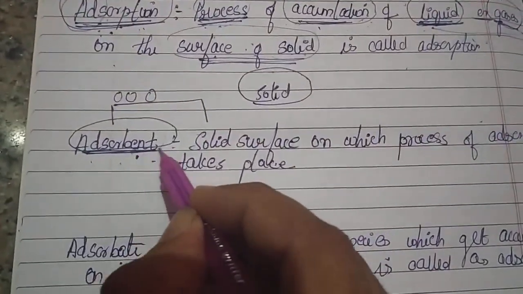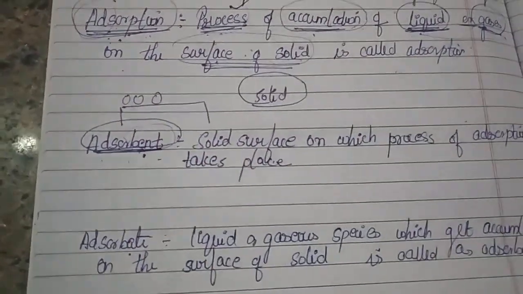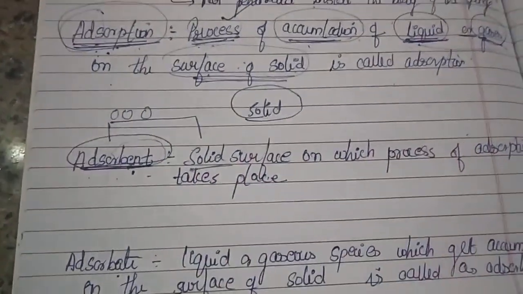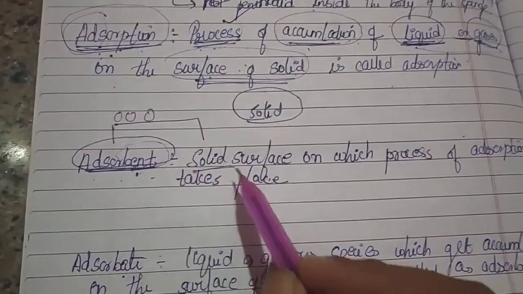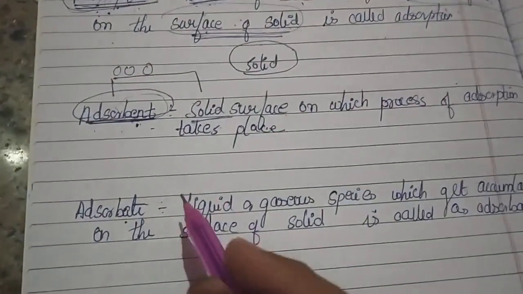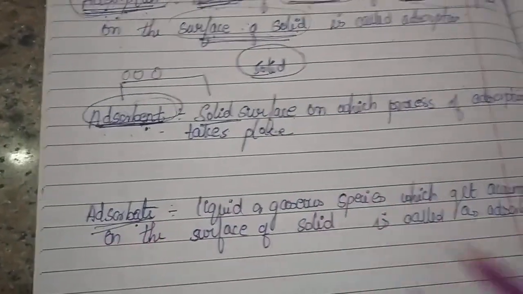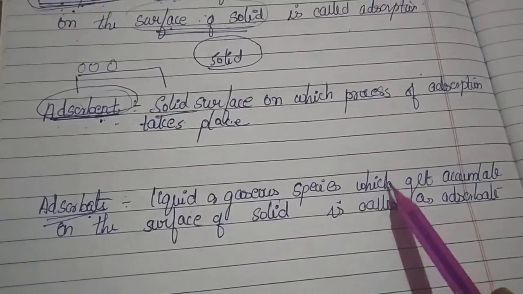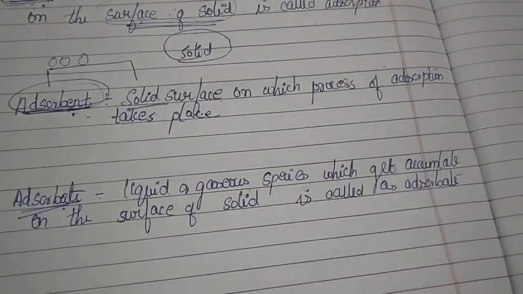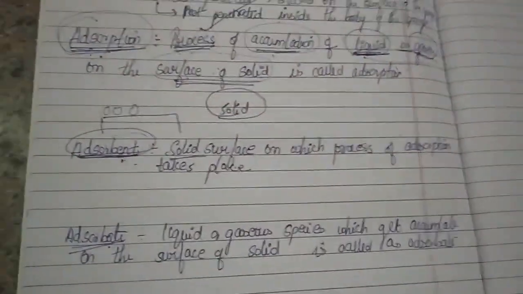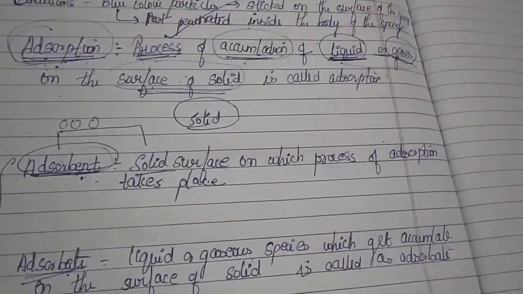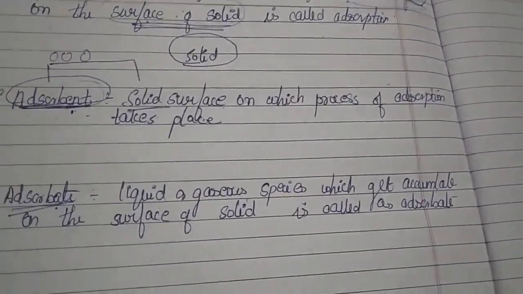Please do remember, you remember any one of these in order to avoid confusion. Look, 'adsorbent' has 'bent', meaning something strong. So in the three phases, which is strong? Your solid part. So just remember, adsorbent is a solid surface on which the process of adsorption is taking place. Another word is adsorbate. It's a liquid or gaseous species which is accumulating on the surface of the solid. Adsorbate. These are the two important terms we are going to use again and again in our further classes.